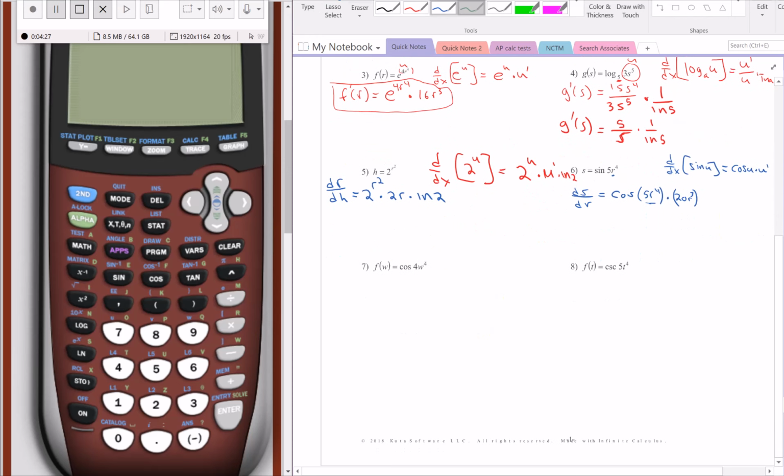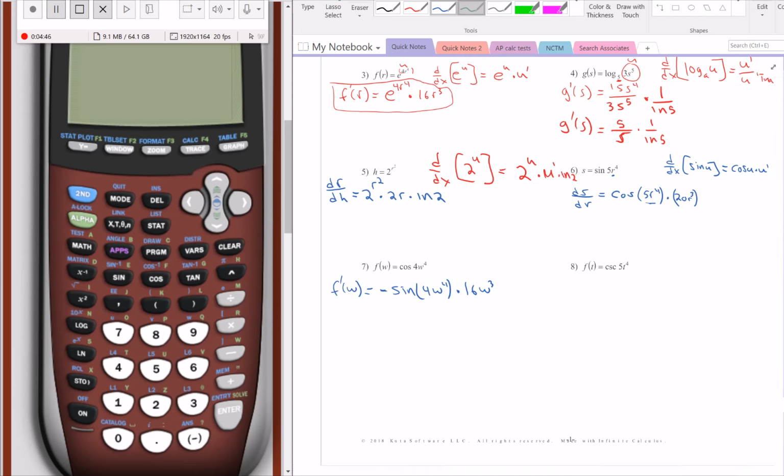The derivative of cosine is negative sine times u prime. So f prime of w is going to be negative sine of whatever was there times the derivative of whatever is there. And that's it.